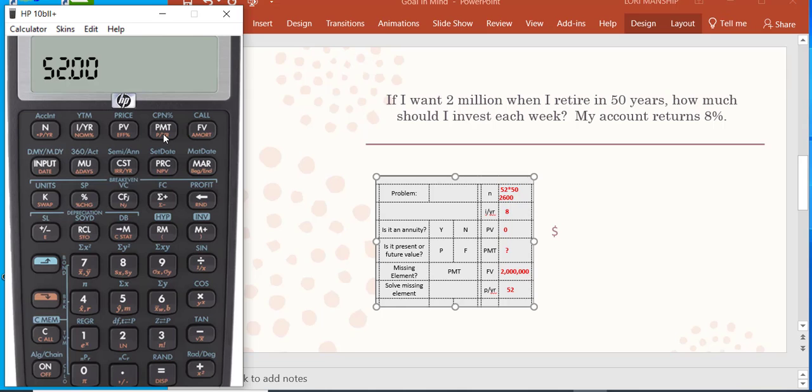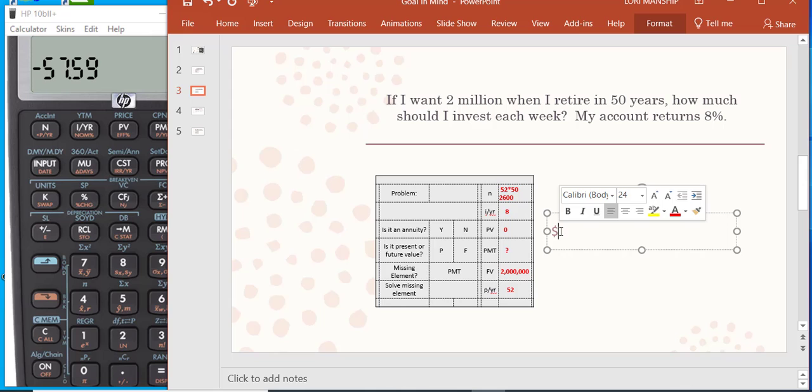And that tells me whenever I type in PMT that I need to add in just a little over $50 a week. If I do $57.59 every week, starting at the age of 20, when I retire, I'll have 2 million. So if you started at 18, it'd be even less. So the sooner you start, the less you have to invest a month to reach your goal. Or you will gain higher if you start with that same amount.